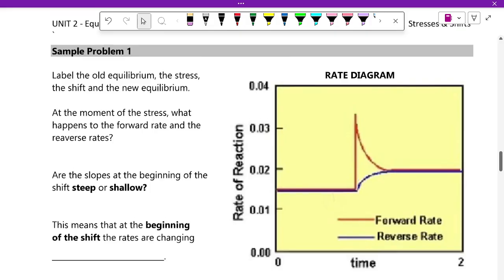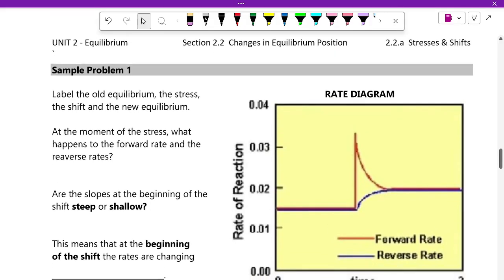So here is a rate diagram. And what I'd like you to do is I would like you to label the old equilibrium, the stress, and the new equilibrium.